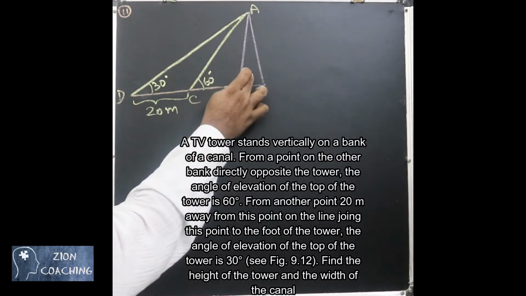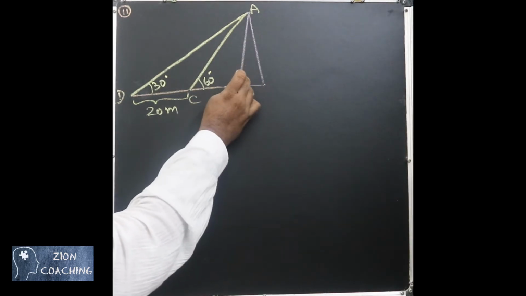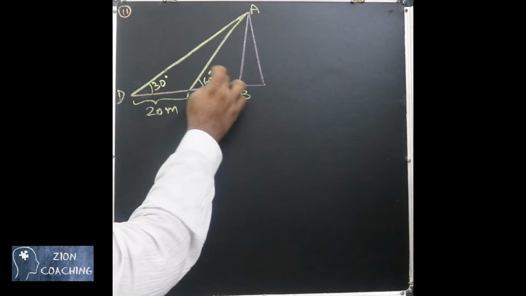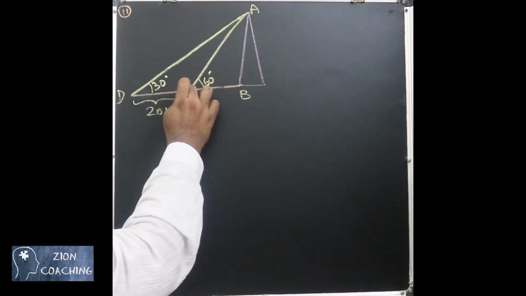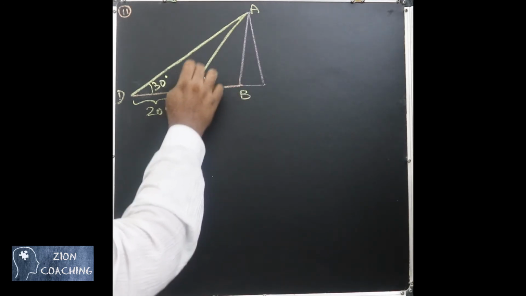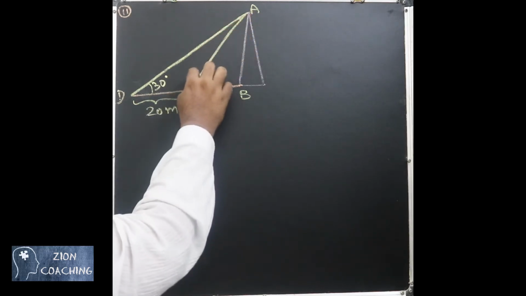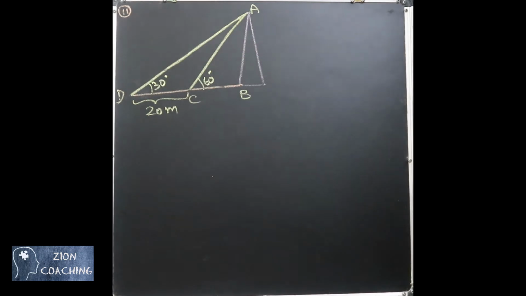So there is a TV tower standing on the bank of a canal. Exactly on the other side, a person is standing and he is viewing the top of the tower. The angle of elevation is found to be 60 degree.